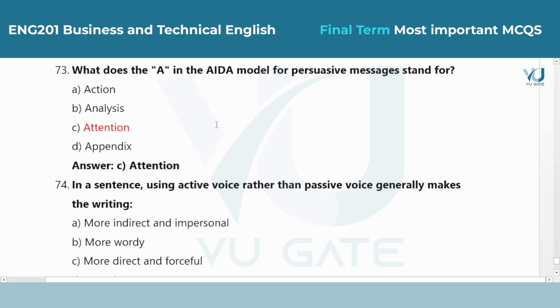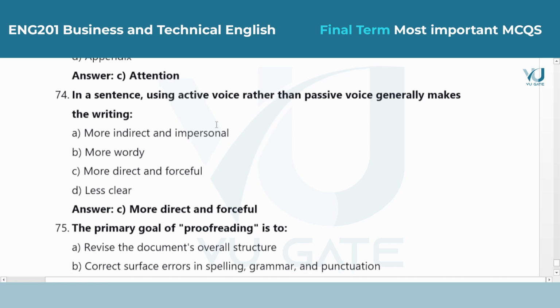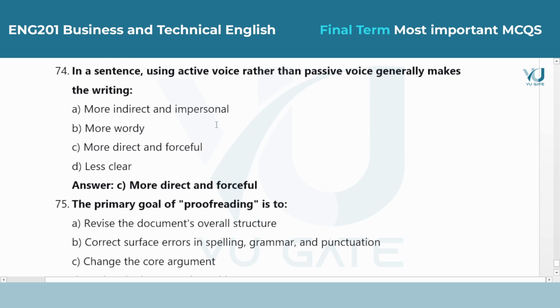73. Question. What does the A in the AIDA model for persuasive messages stand for? Answer. C. Attention. Concept. The first goal of any persuasive message is to grab the reader's focus so they continue reading the rest of the message.